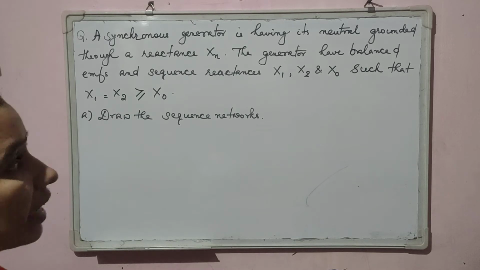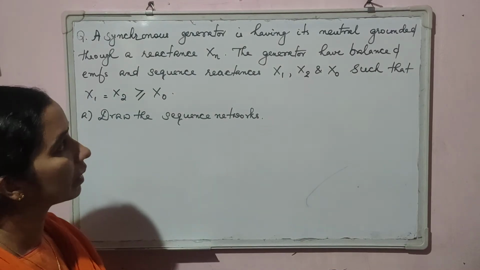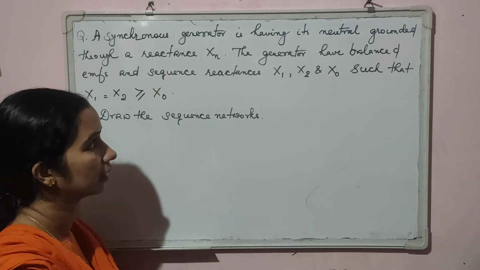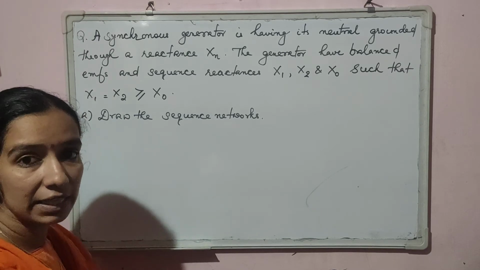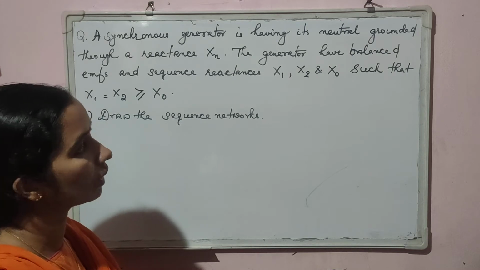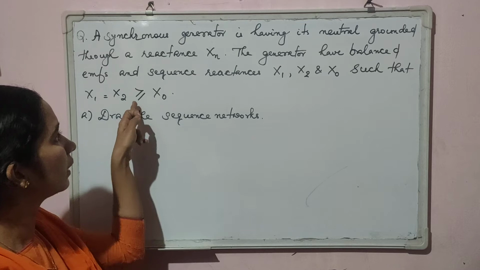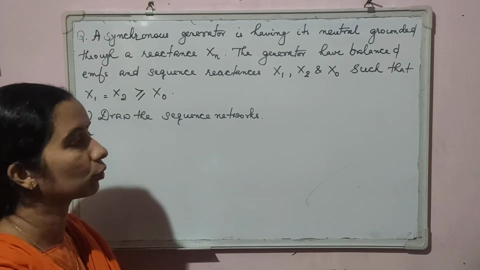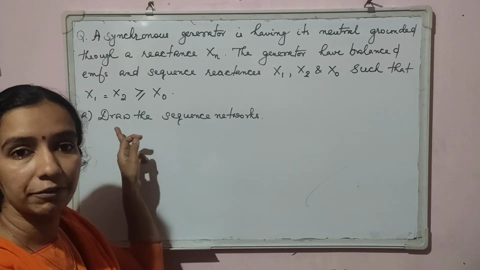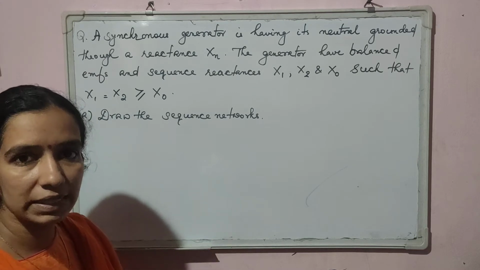Another question on single line to ground fault. A synchronous generator is having its neutral grounded through a reactance Xn. The generator has balanced EMFs and sequence reactances X1, X2 and X0 such that X1 is equal to X2, greater than or equal to X0. And we have to draw the sequence networks. So this question has 3 subparts.